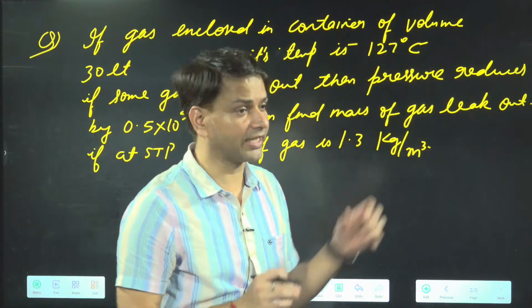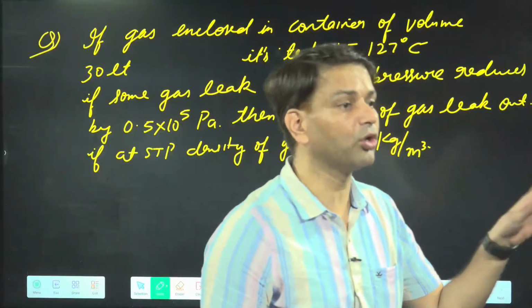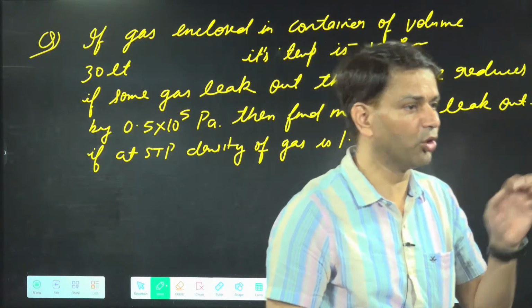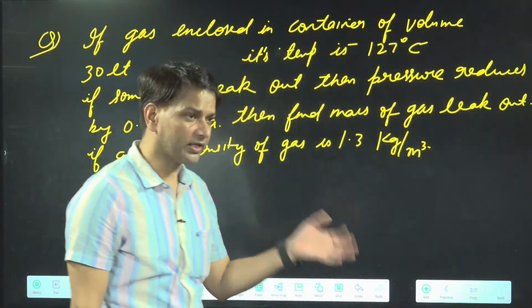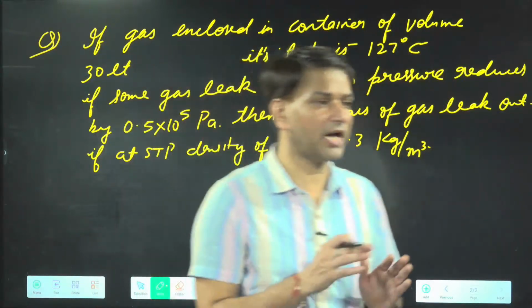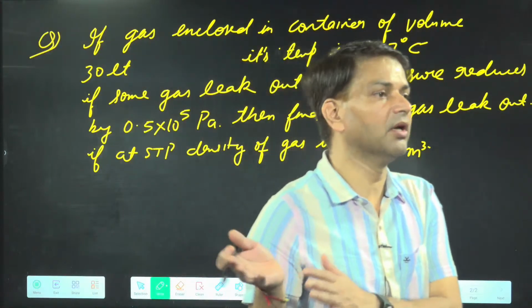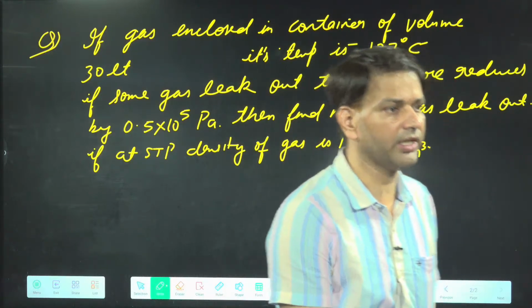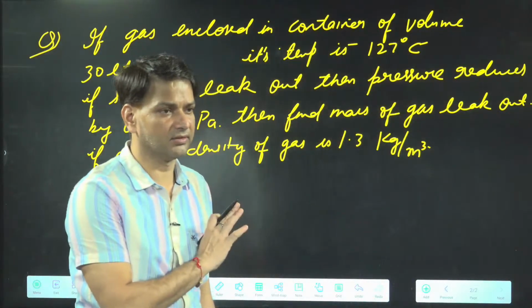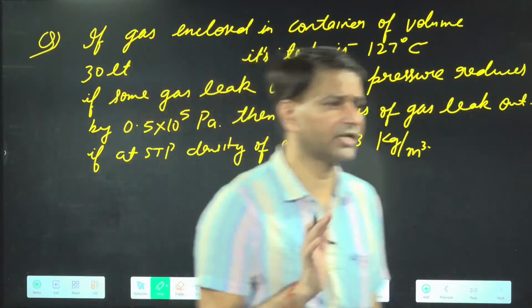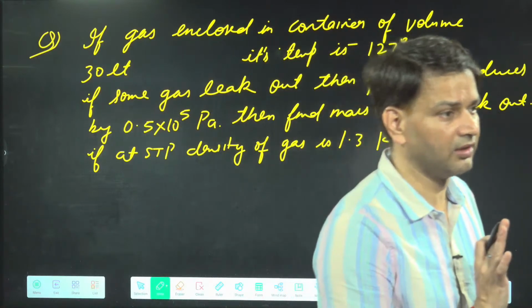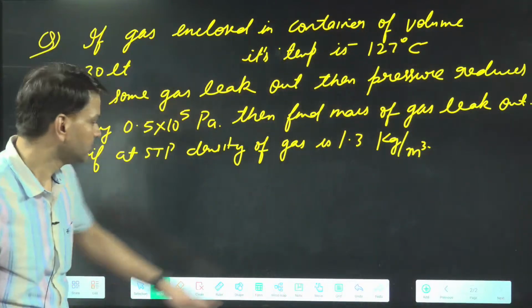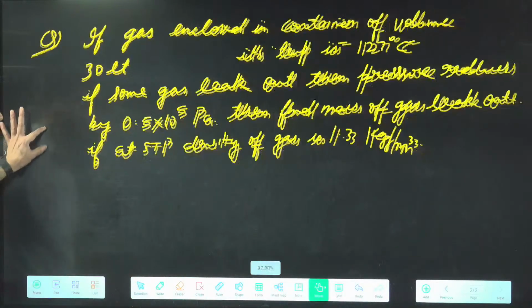But the problem is that the gas name they have not mentioned, so we don't know the molar mass directly. First we have to find how many moles have leaked out. After finding the moles leaked out, to get the mass I need the molar mass. Mole into molar mass gives the mass leaked out. For that they have given the density data, from which we can calculate the molar mass. So first everyone will find how much mole has leaked out.